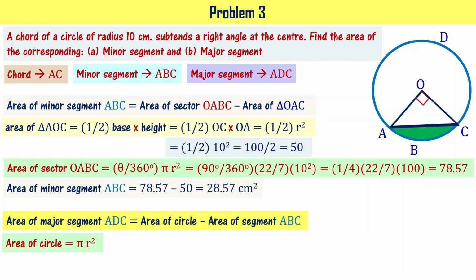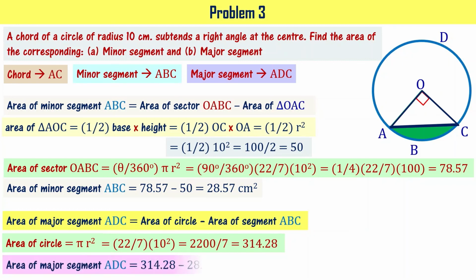The area of a circle is defined as pi r square. We know r equal to 10. When you substitute and simplify, you get the area of the circle as 314.28 centimeter square. And we know the area of segment ABC. When you substitute the area of the circle and the area of segment ABC values into the equation, you get the area of the major segment ADC as 314.28 minus 28.57. When you simplify, you get that as 285.71 centimeter square, right? Please note this.